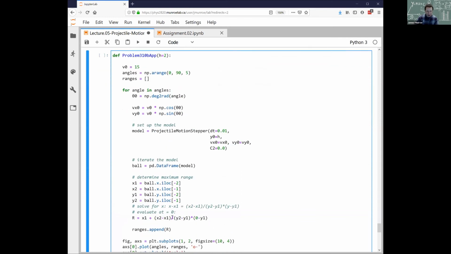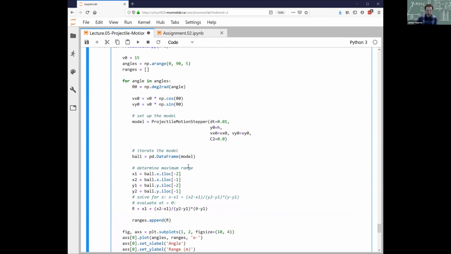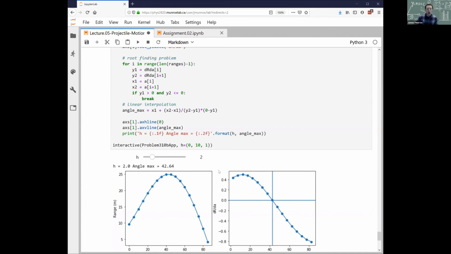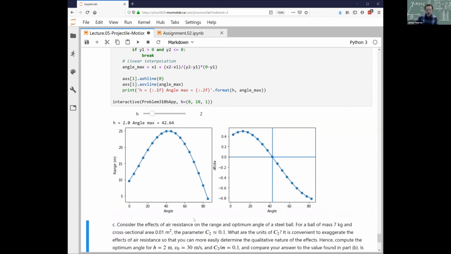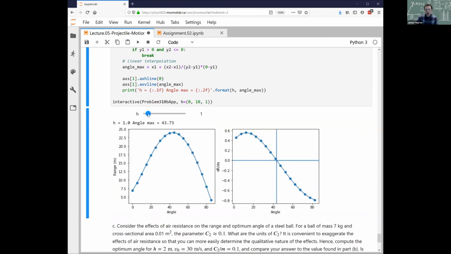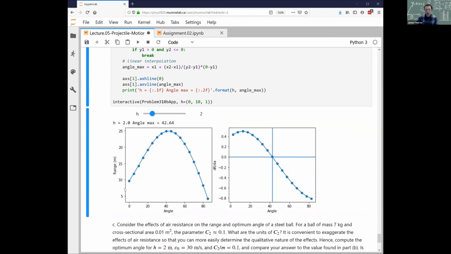This is another way of formulating where now what we're going to do is draw it for several different angles all the way through. So let me show you that particular program. What I'm doing now is making a visualization of range as a function of angle when the height is at 2. If I have a height of 0, then the maximum angle will occur at 45 degrees. But as I launch the thing from higher and higher up, you can see that the range as a function of angle starts to change.